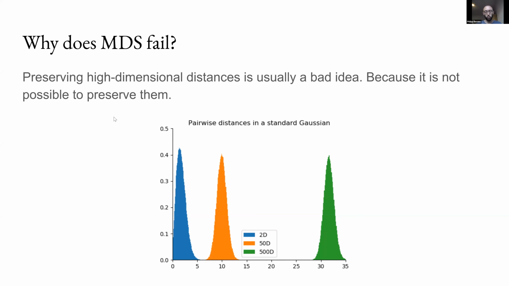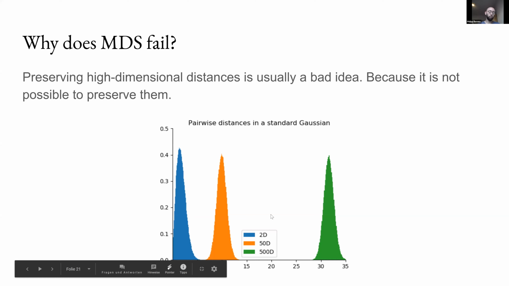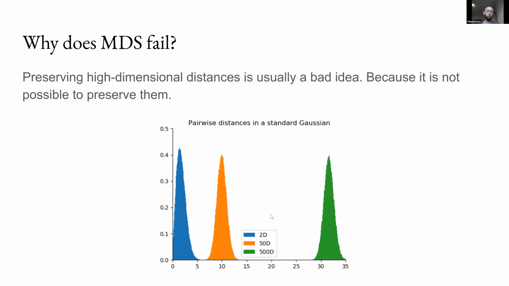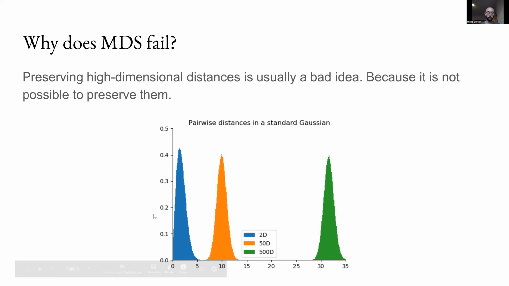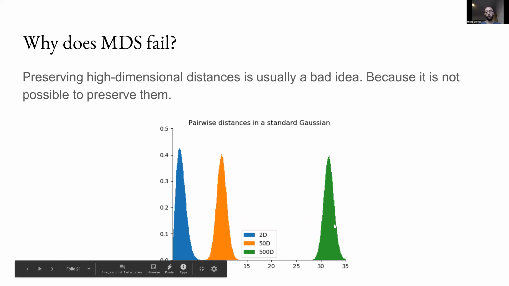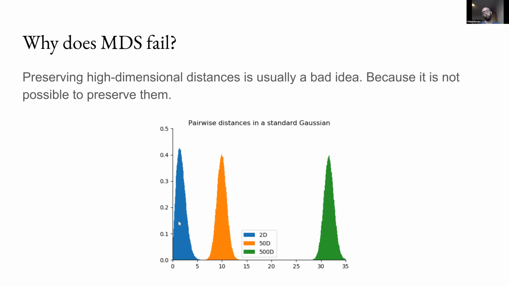So why doesn't it work? Well, what you can see here in this visualization is distances between points sampled from a standard Gaussian distribution in 2 dimensions, 50 dimensions, 500 dimensions, and then we just computed pairwise distances. And you can see that the distribution of pairwise distances is really quite narrow and lives on very different scales for the different dimensions. Because in 2 dimensions this distribution is centered here, and in 500 dimensions it's centered here, you cannot simply map points in 500 dimensional space to 2 dimensional space while preserving all pairwise distances.